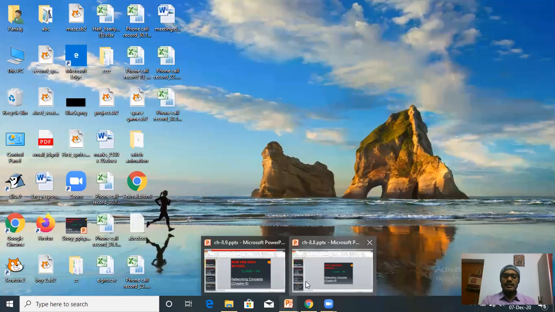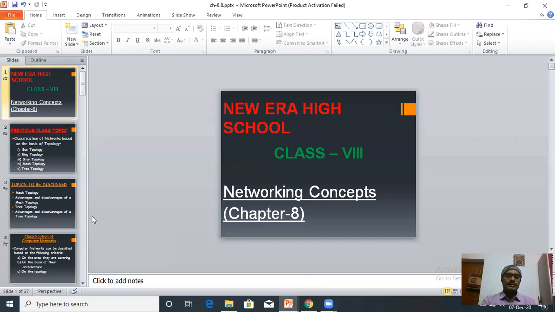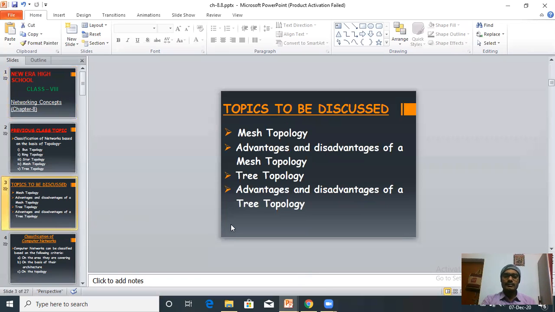And in this week I will discuss the following topics. I will discuss mesh topology, advantages and disadvantages of a mesh topology. Then I will discuss tree topology, its advantages and disadvantages. Let us have a look here.